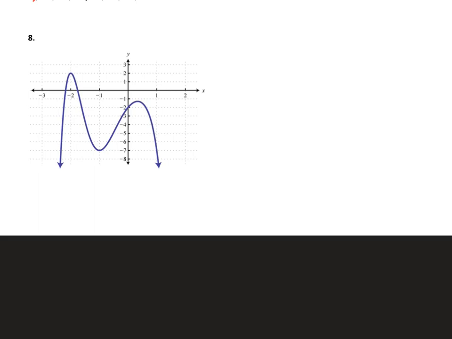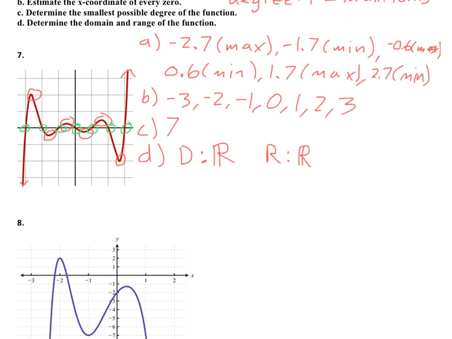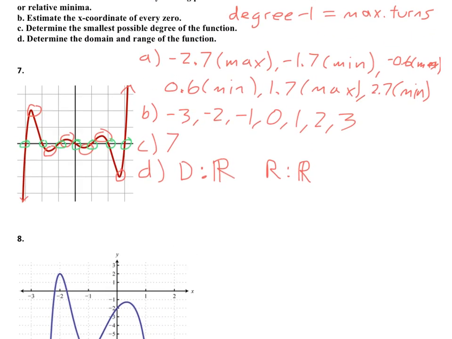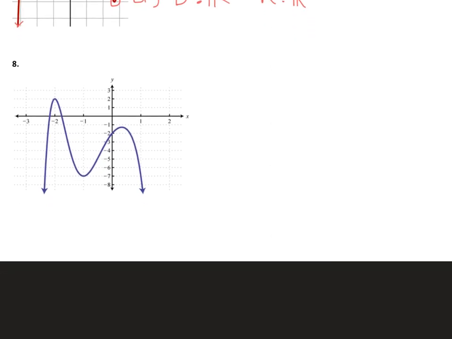All right, so let's do number 8. First thing they want is the turning points. So this one doesn't have as many. We see a turning point here, one here, and one here. So there's a turning point at -2. That is a max. There's a turning point at -1. That is a min. And there's a turning point at around 0.4. That is also a max.